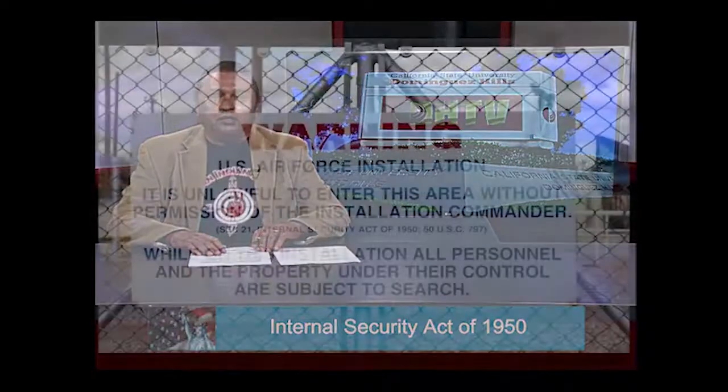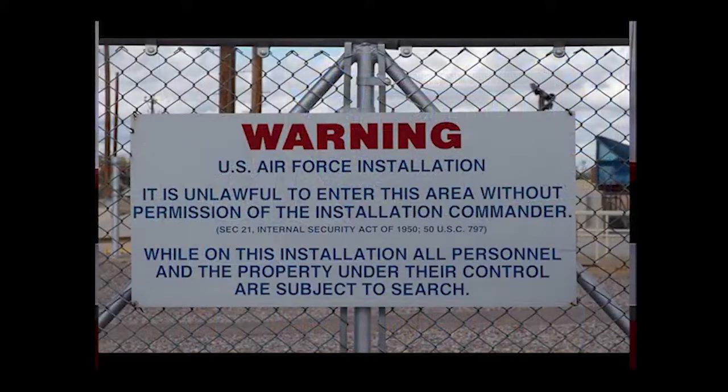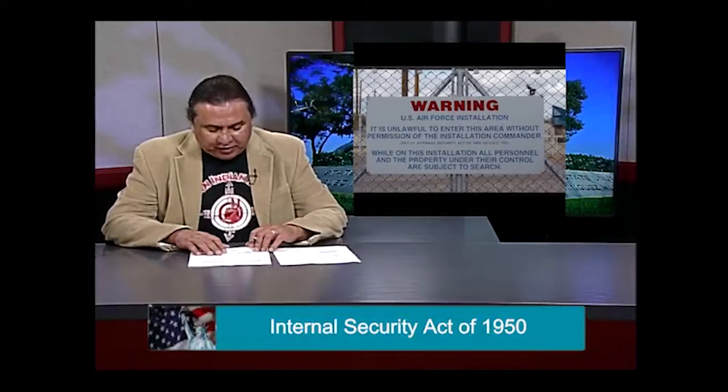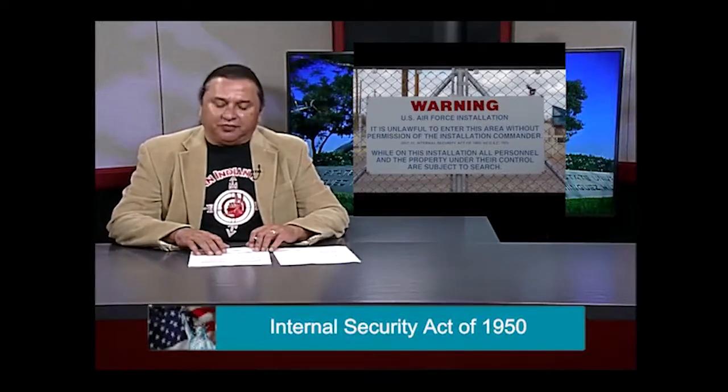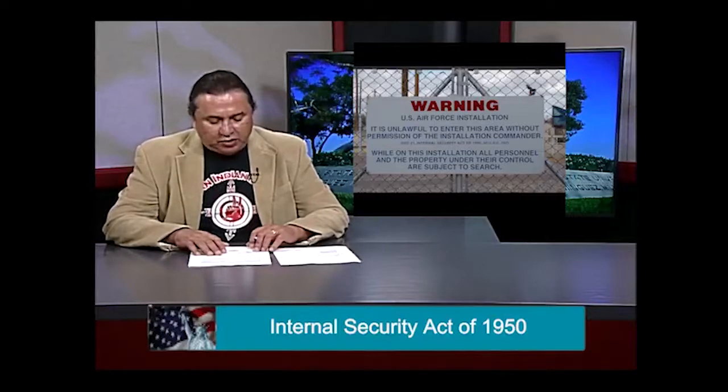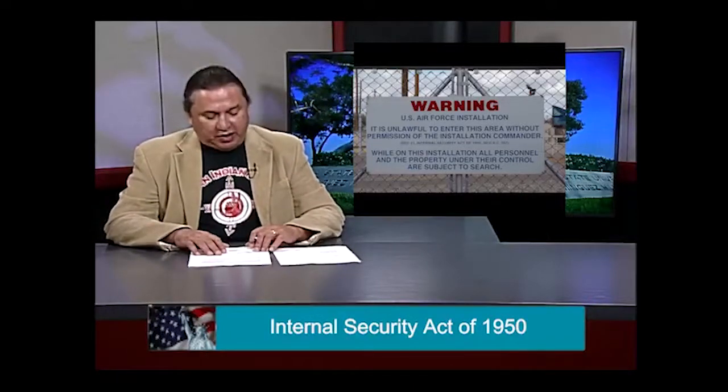Now, in 1950, an act was passed known as the Internal Security Act, and that became a federal law, and it was passed during what was known as the McCarthy era. It was passed over President Harry Truman's veto. But the anti-communist fervor was a bipartisan fervor, and only 10 Democratic senators voted to uphold the veto.